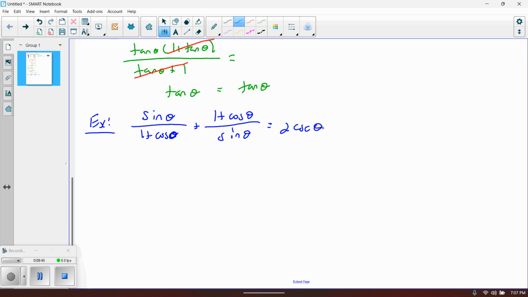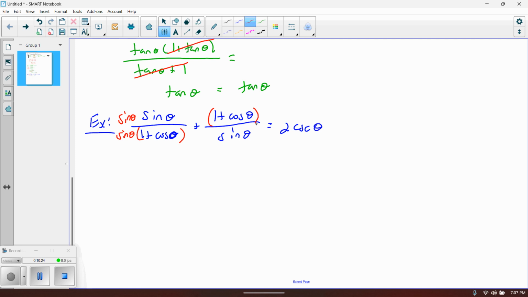Well, we should know that in order to add fractions, you need to have a common denominator. So in this case, the common denominator is simply going to be multiplying the two denominators together. So my common denominator is going to be the quantity of 1 plus cosine theta all times sine of theta. Well, in order to get that, I'm going to have to multiply the left fraction by sine of theta over sine of theta. So I'll have a sine of theta here and a sine of theta there. Put parentheses around these things because otherwise it won't look right.